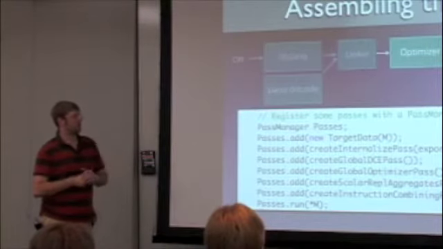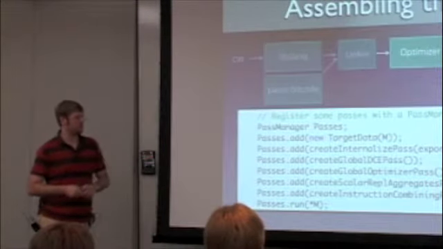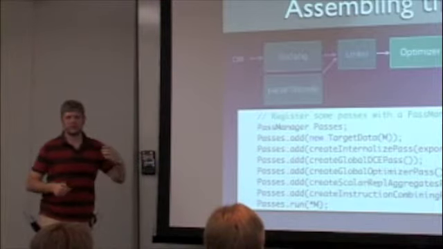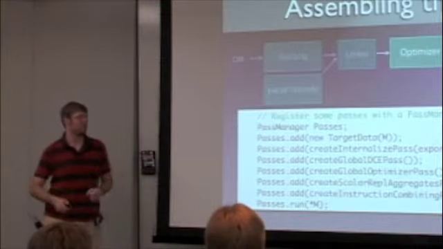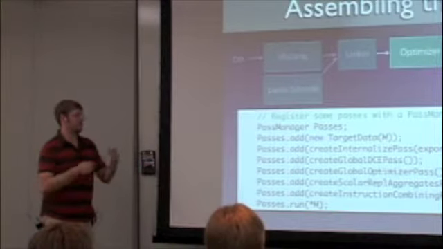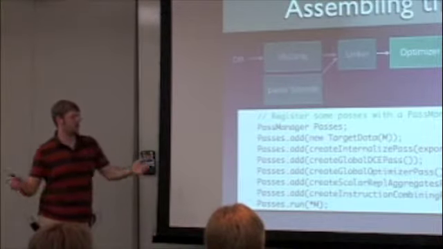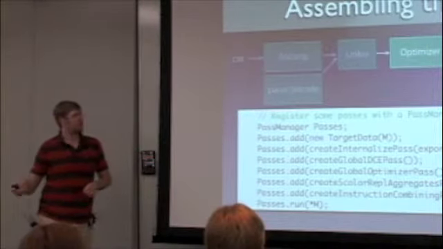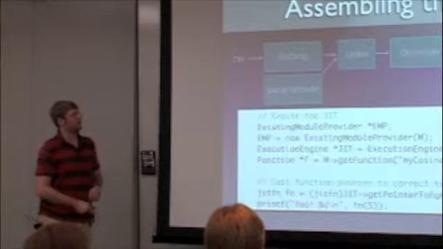We get our pass manager. We register a bunch of passes, and you can see the last line here, this run. At that point, the pass manager says, all right, I'm going to do all this stuff. We internalize based on the export list. We run the dead code eliminator. We run the global optimizer and all that great stuff. So now we're ready to run this code.